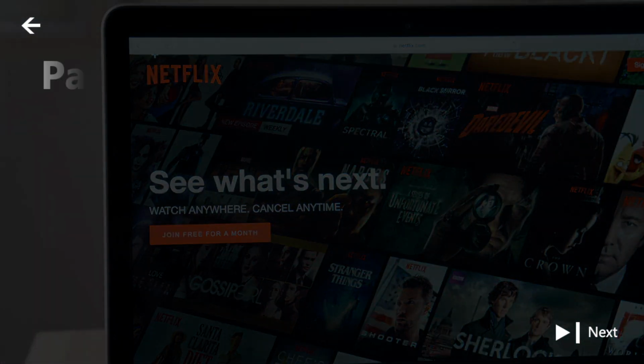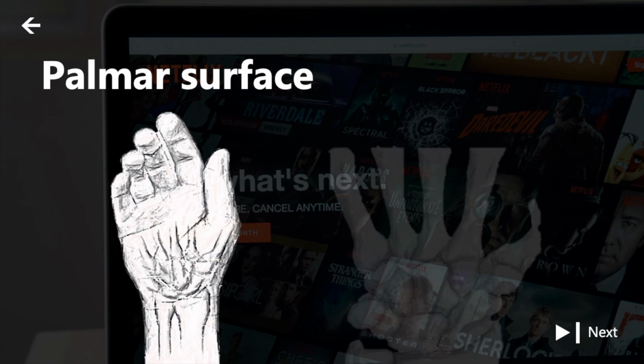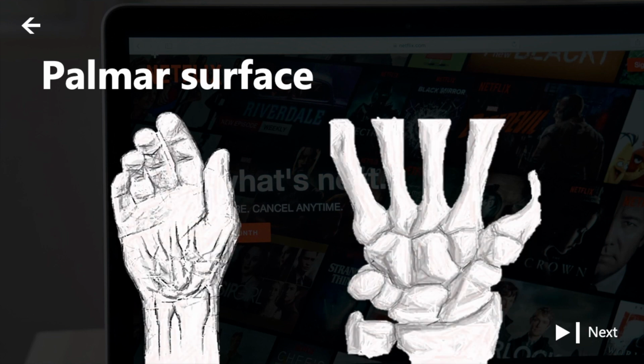Another illustration right here shows the palmar surface of the hand with the wrist bones. So we could say that this is the right hand because the radius is right here and the ulna is right here. The radius of the hand is always on the lateral end and the ulna on the medial end.